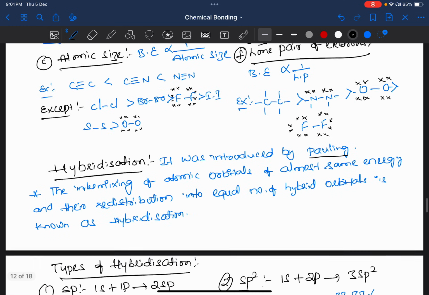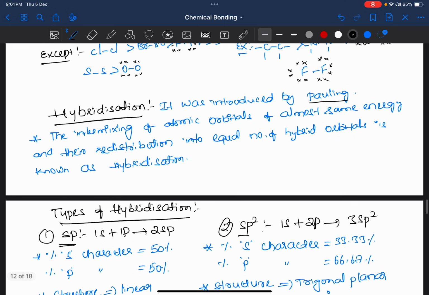Dear students, now I explain hybridization. Hybridization was introduced by Pauling. What is meant by hybridization? It is the intermixing of atomic orbitals of almost the same energy and their redistribution into an equal number of hybrid orbitals.